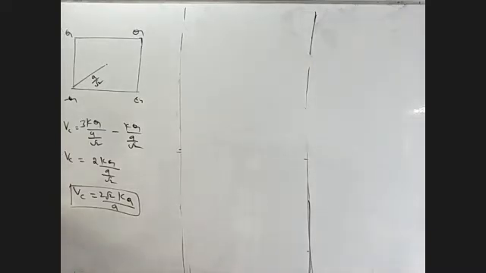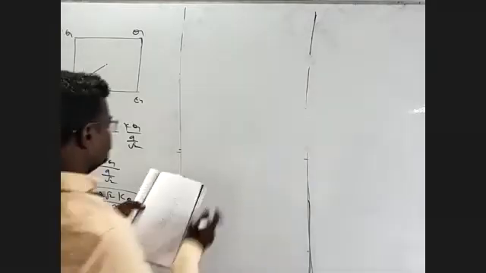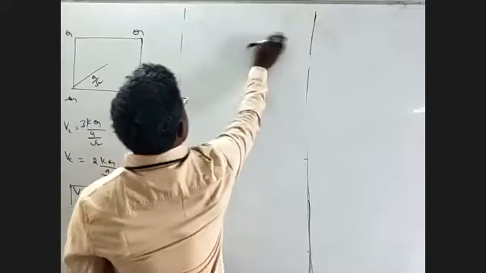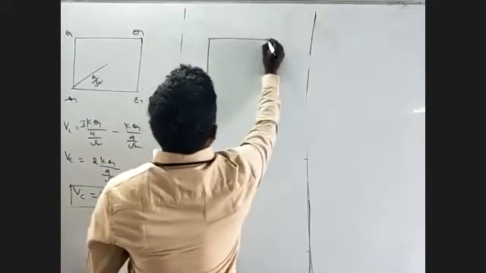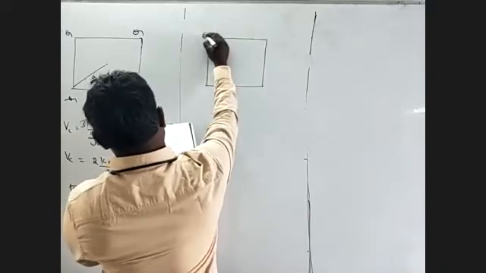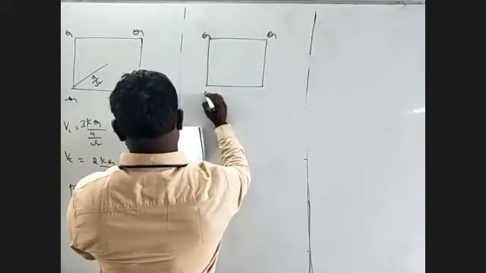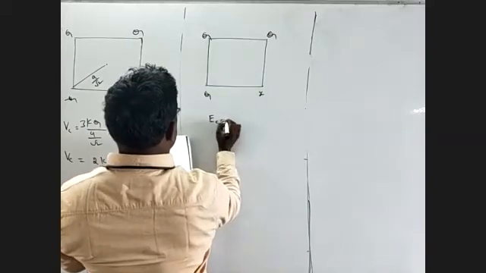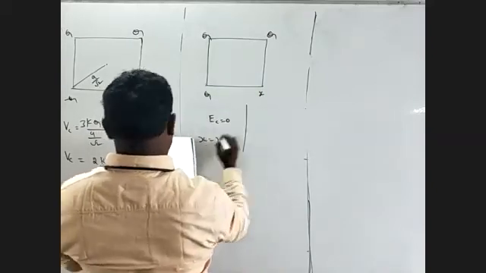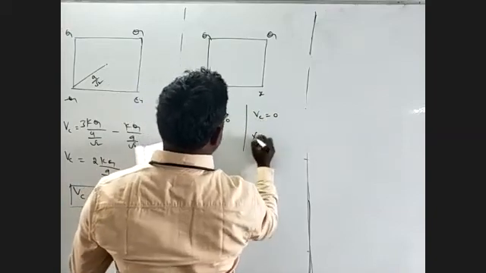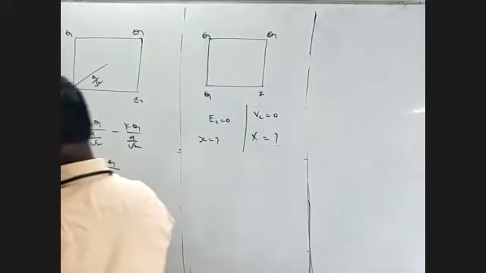Important model. Very, very important. This is a square with capital Q, Q, Q at the corners, and this is X. EC is equal to 0 and VC is equal to 0. What is the X value?